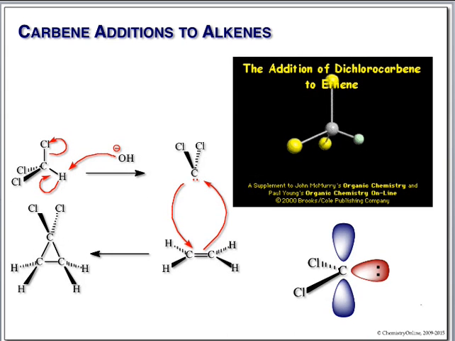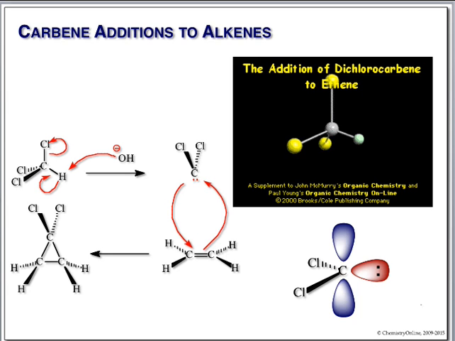The way we make dichlorocarbene is what's known as a 1,1-elimination. 1,1 simply means that both atoms come off the same other atom. Here we're losing hydrogen and chloride anion is leaving. So we're losing HCl. That's why we need a strong base. When we do that, we get dichlorocarbene, neutral. Very, very electrophilic. It simply sits down on the pi system and makes the cyclopropane.